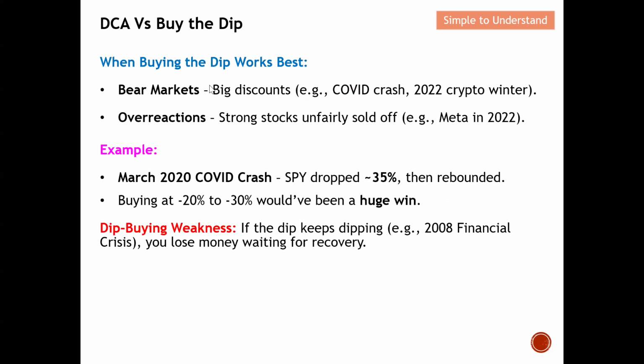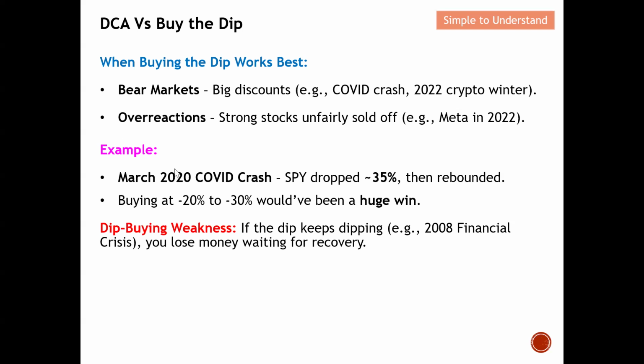Buying the dips works best, for example, in a bear market, under a big discount, like the COVID crash or the 2022 crypto winter. There will be a strong dip, and if you buy the dip and it then recovers, you will have a discount on the price you bought at. In terms of overreaction, when strong stocks are unfairly sold off, for example Meta in 2022, which had a severe drop, if we are able to identify the dip, then we will probably have some form of profit.